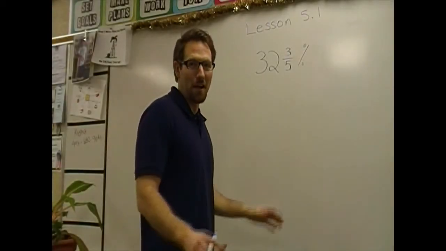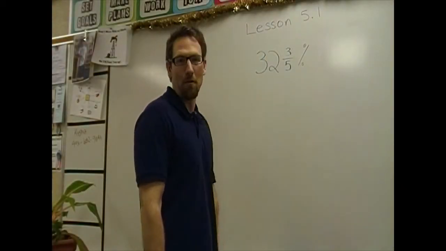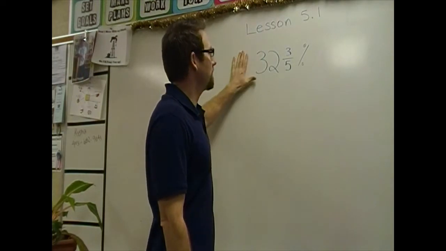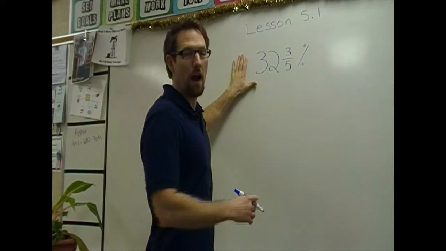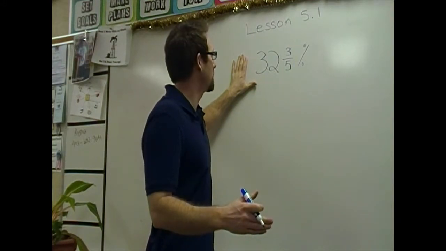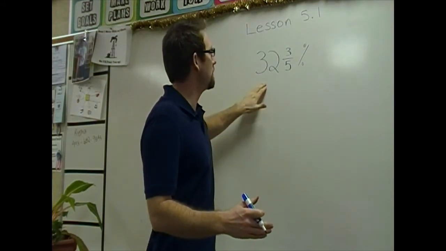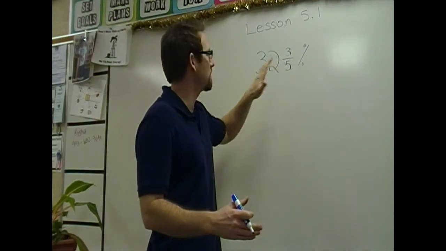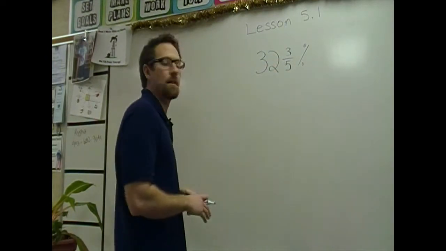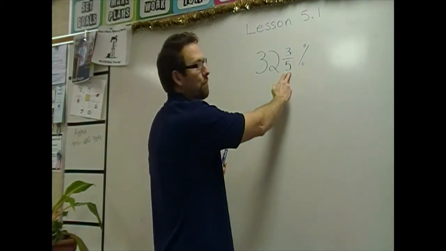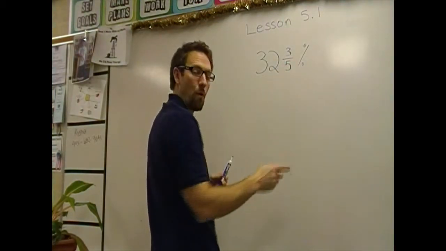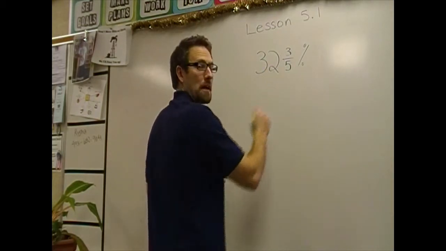So, grade 8 math, lesson 5.1. We're going to convert this percent into a fraction and then into a decimal. Okay? So you've got 32 and 3/5%. Now what we need to do is get this denominator, that's 5, and make it into a 10. Why? Because that's in the tenths place.